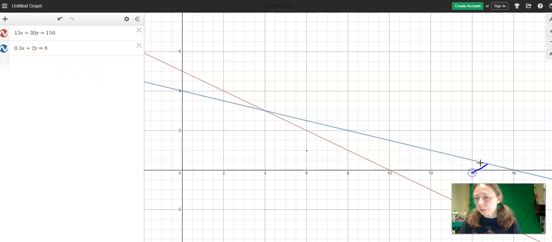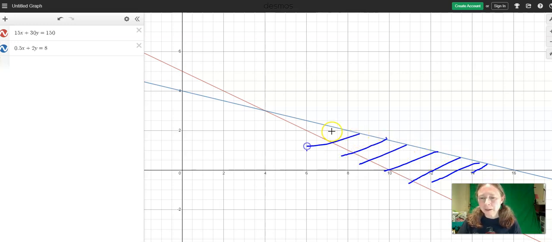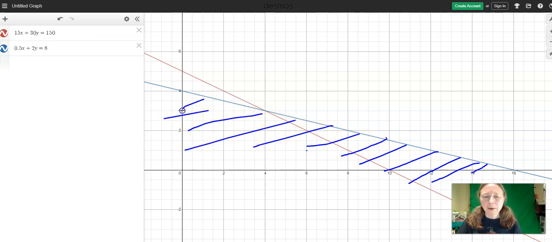So as far as working a certain number of hours, the region that is valid is the region that's below this blue line. So we'd shade all that in. This is the valid number of hours that she can work. Okay, all that region there.